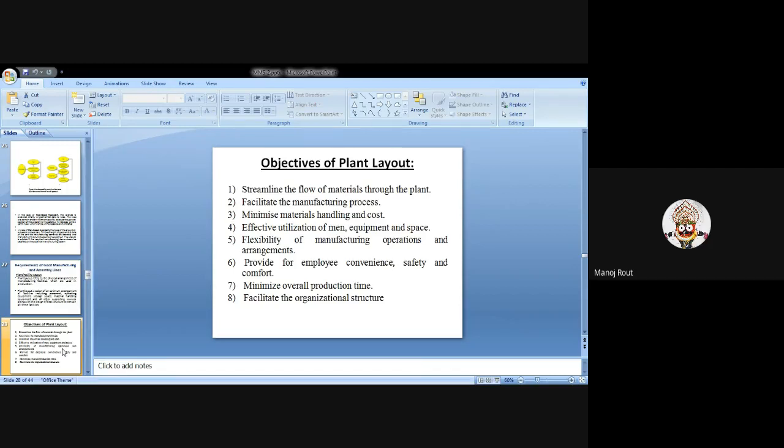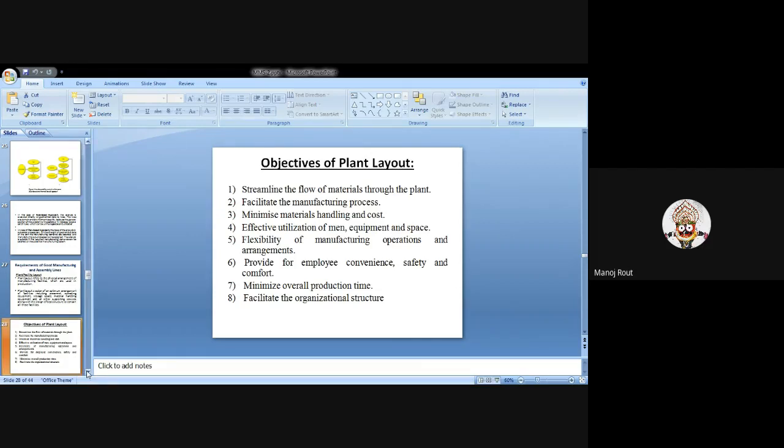The next is flexibility of manufacturing operation and arrangement. The next one is to provide for employee convenience, safety, and comfort. The next is to minimize overall production time. The last one is to facilitate the organization structure. So these are the basic objectives of your plant layout.